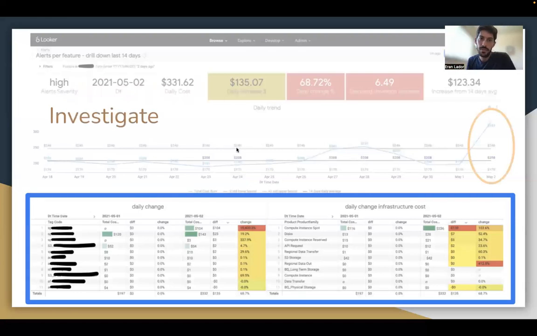This is an example from what I shared before. So that's all the statistical things. But here you can also see which tag increased. So you can see that this tag and that tag increased. And then you would also see what the infrastructure cost that increased. So you can see that it comes from spot instances, and then EBSs, and a bit like API requests and so on.